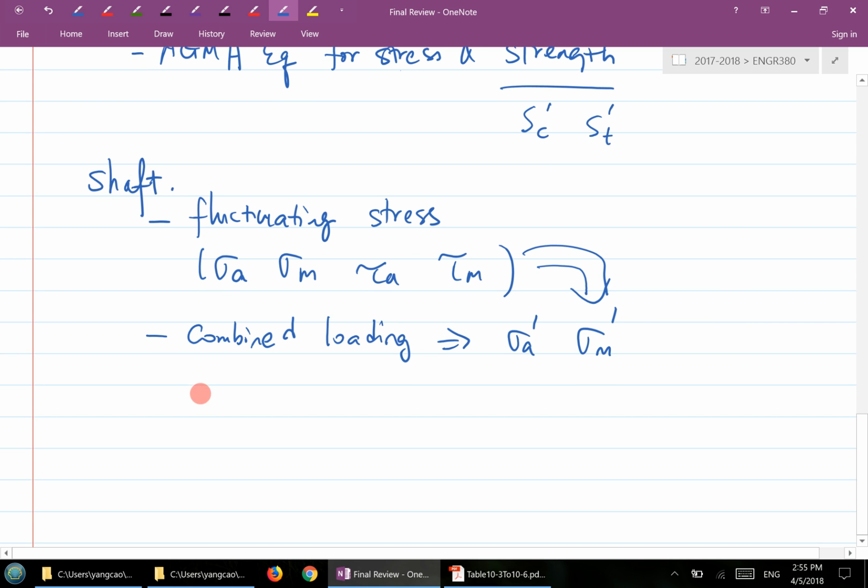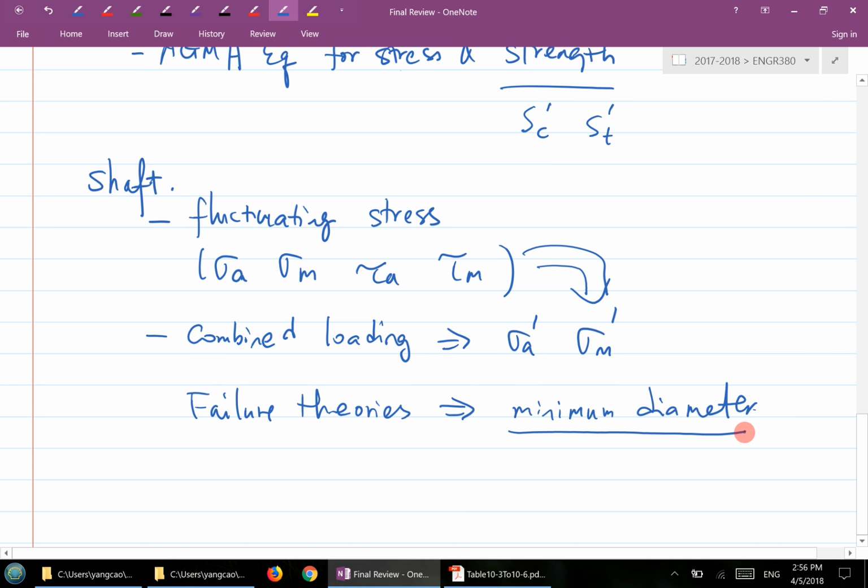And then there's failure theories, all of the different failure theories that you can use. The failure theory will give us a diameter here, minimum diameter basically. I have a handout given out to you, if you recall. There's a handout for the calculation of the shaft diameter D based on the different failure theories. Now you actually can bring it to the final exam. So from the failure theory, you can calculate a minimum shaft diameter D.